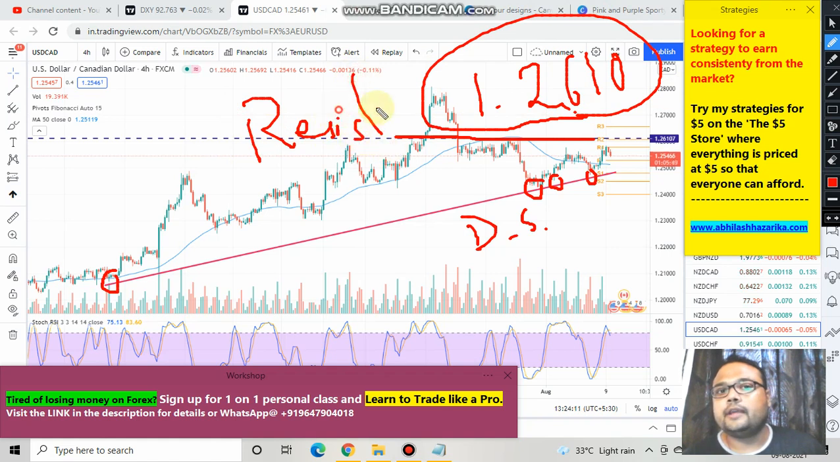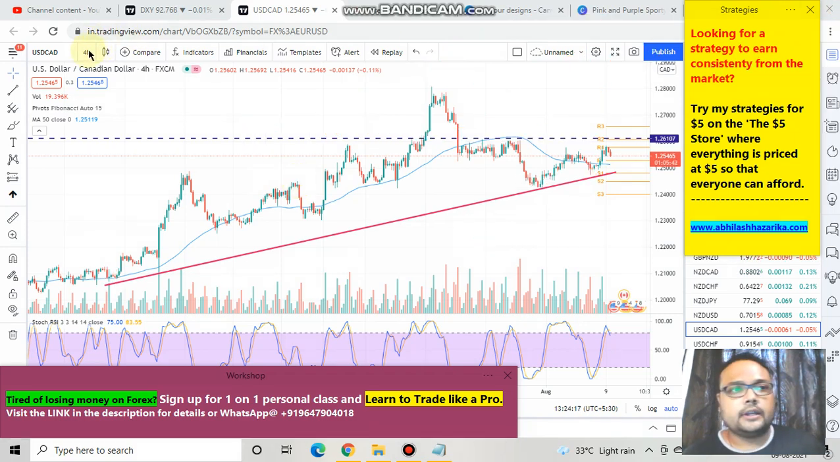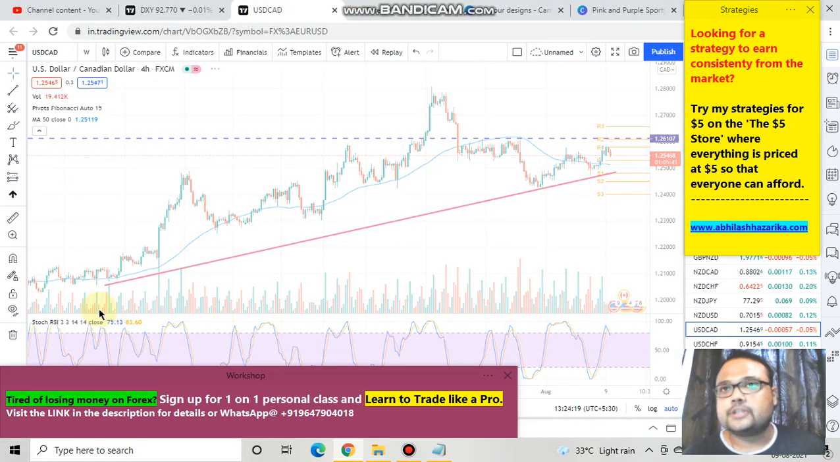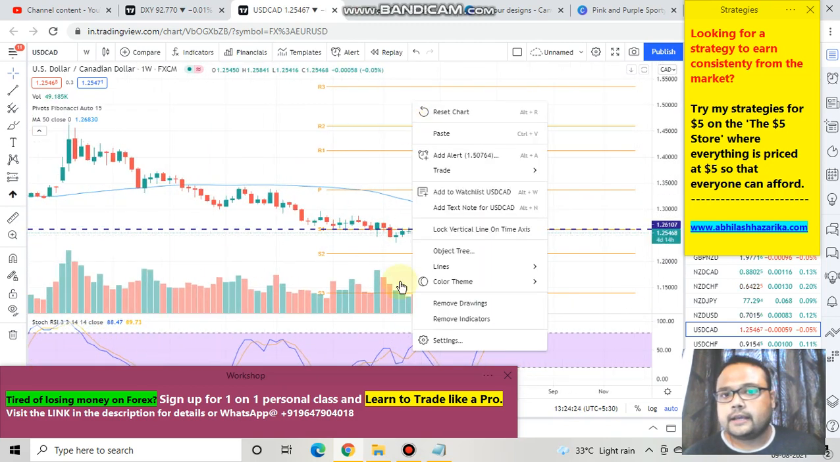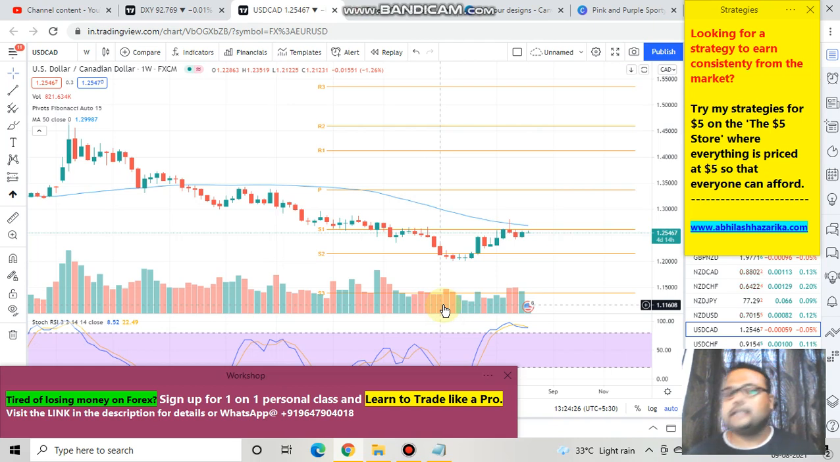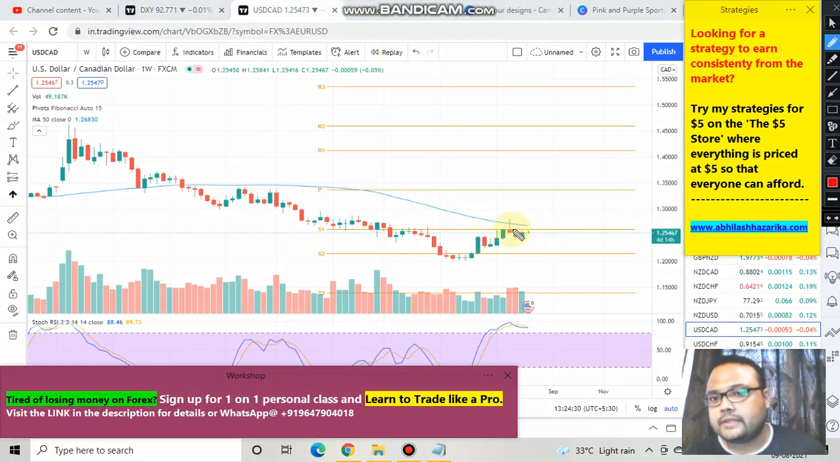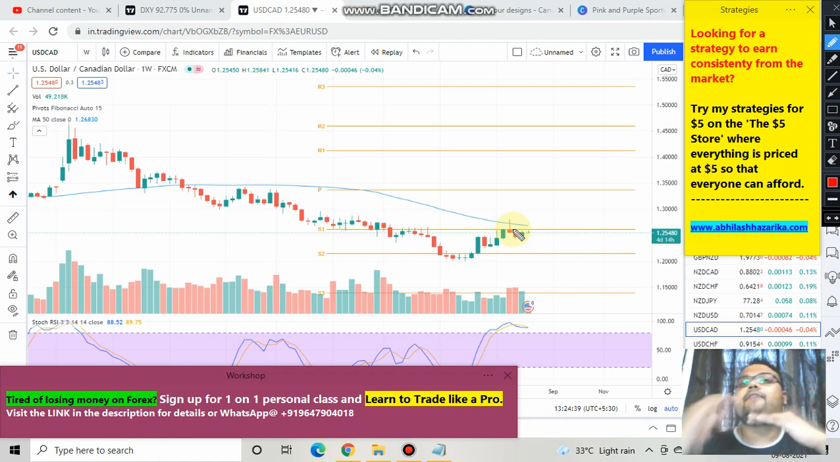And if you're thinking why I'm considering this level as a resistance, for that I need to take you to the weekly chart here. This is the weekly chart of USD CAD, and if I remove the drawings, then you can see that we have a resistance on the weekly chart. And as we all know, the weekly chart belongs to the big boys, the big players, the institutional traders. Therefore, support and resistance levels on the weekly chart are extremely important for the market.